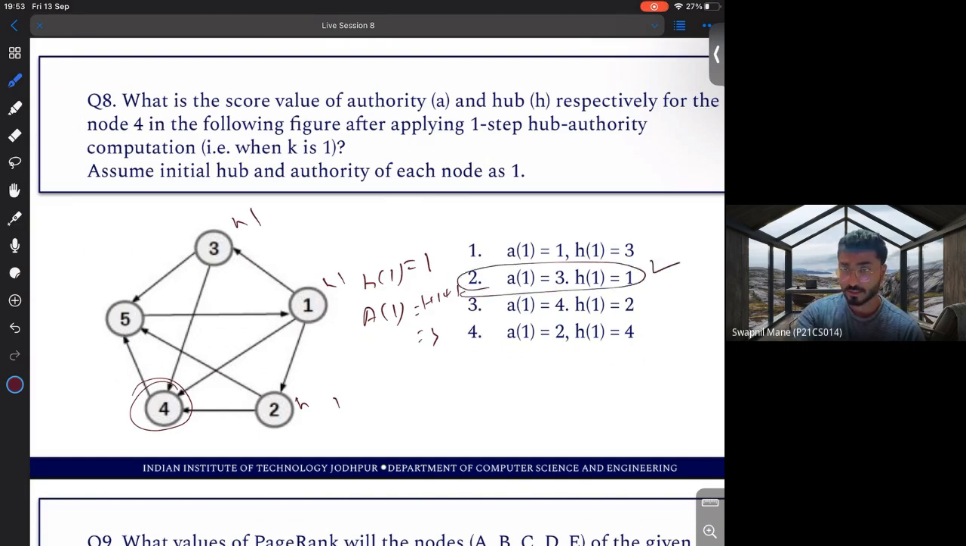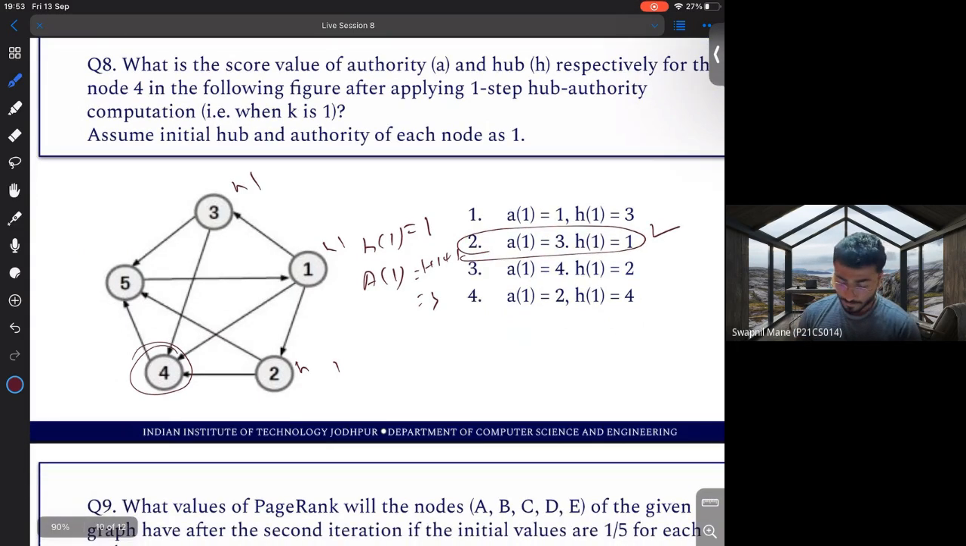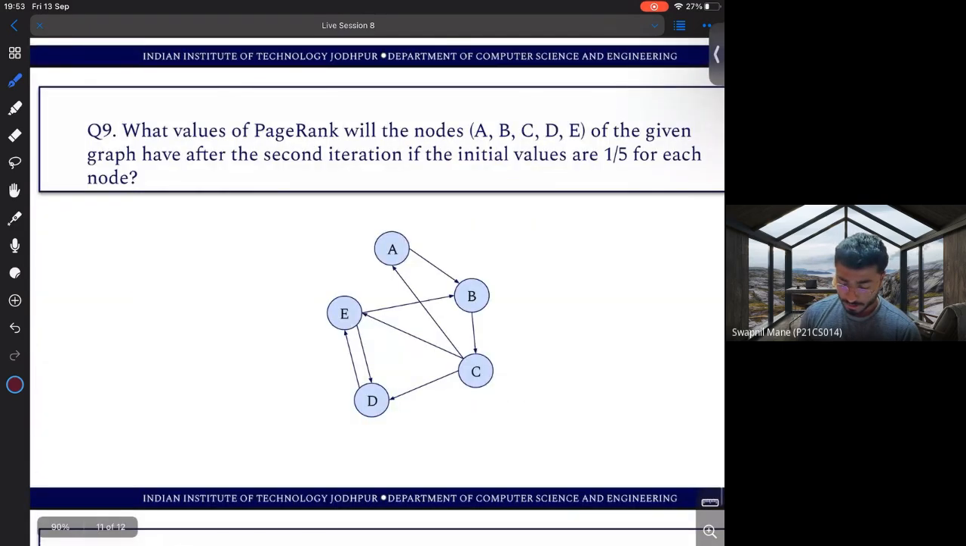Yes, this option is correct, option B. Let's move to another question.